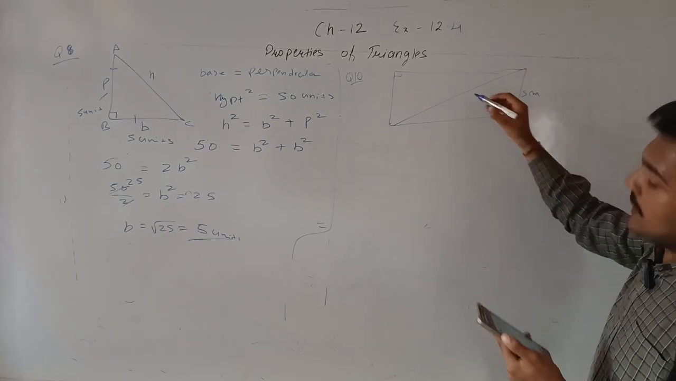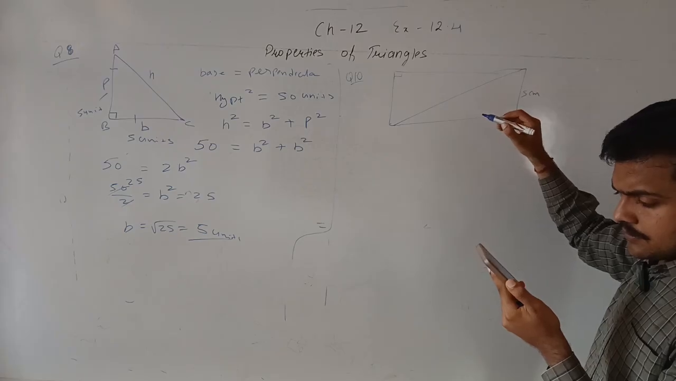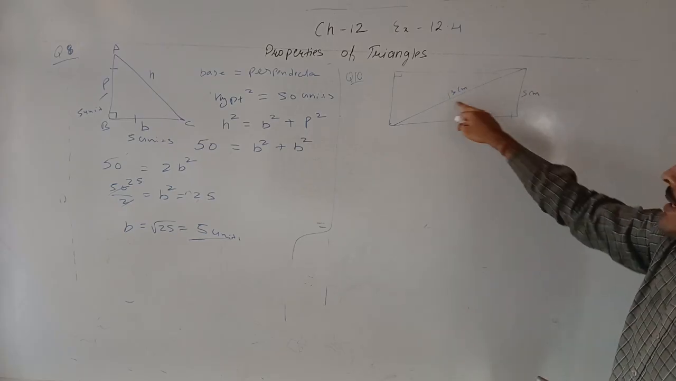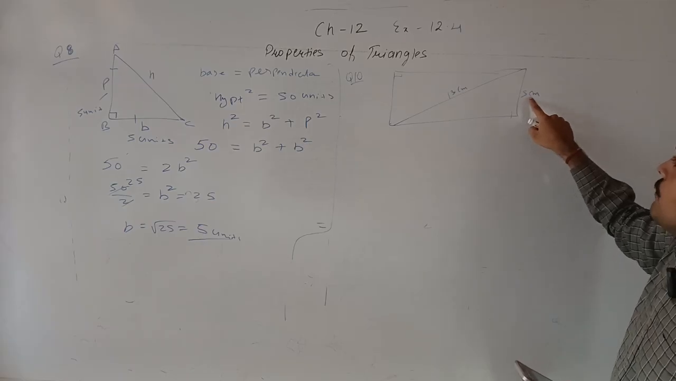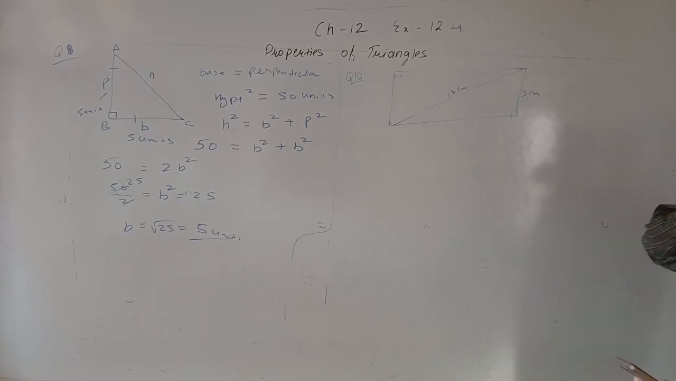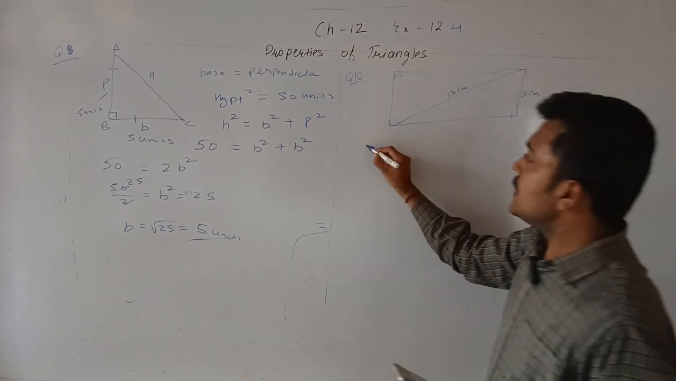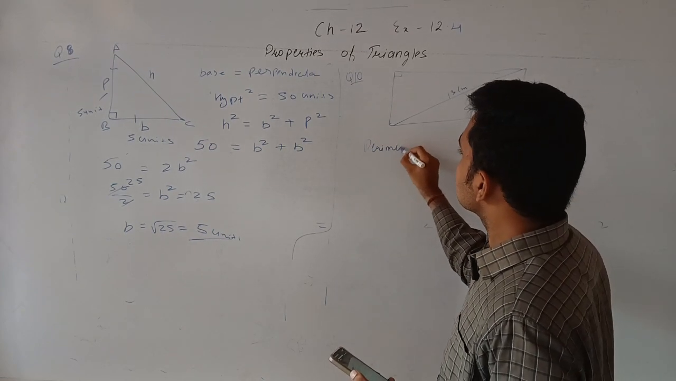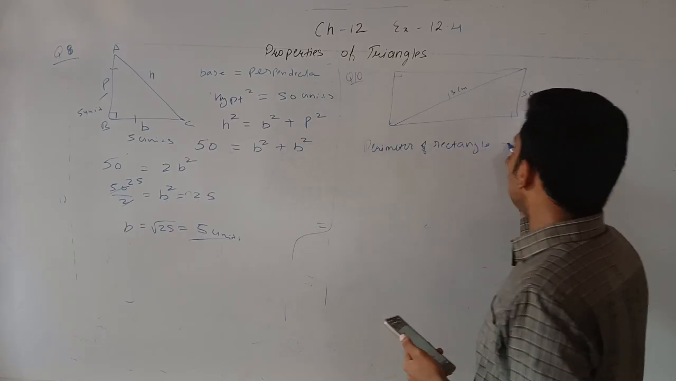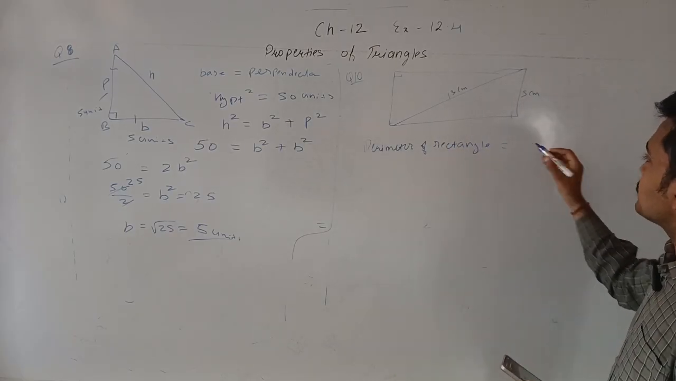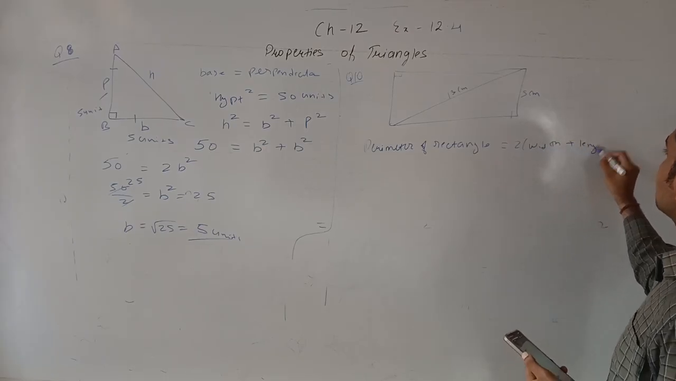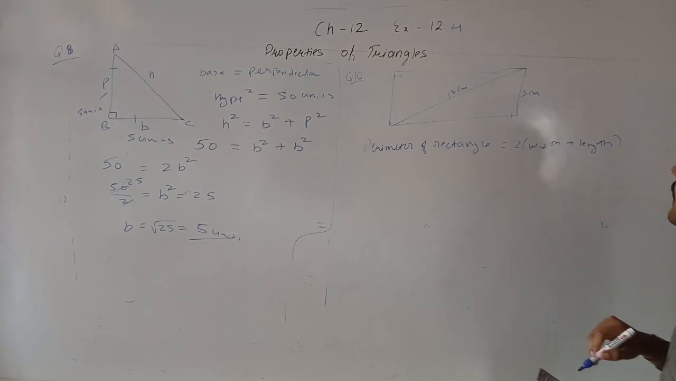So width is 5 centimeter and the diagonal is 13 centimeter. The diagonal is 13, which is the hypotenuse, and this is the perpendicular. Since the diagonal is opposite to the right angle 90, we have to find the perimeter. Perimeter of a rectangle is 2 times width plus length.